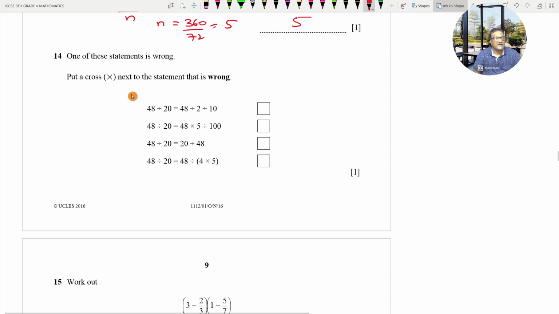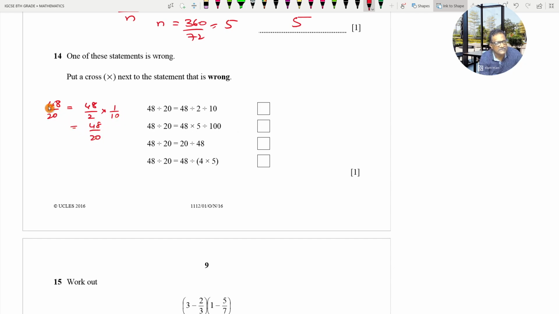14th, cross out the statement that is wrong. Now this is 48 divided by 20 equal to 48 divided by 2 divided by 10. Now 48 divided by 20, you can write this way: 48 divided by 2, and divided by 10 is multiplying by 1 by 10. Now this works out to nothing but 48 by 20.